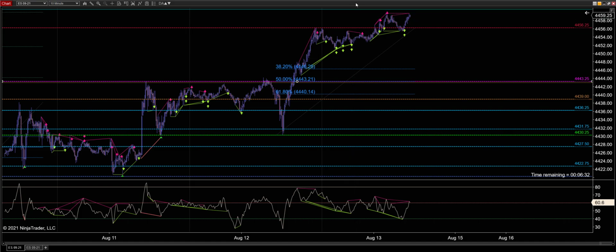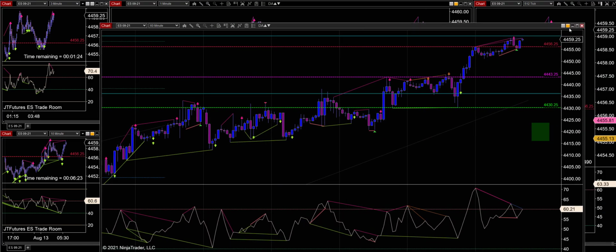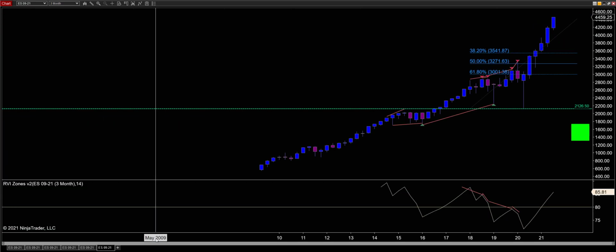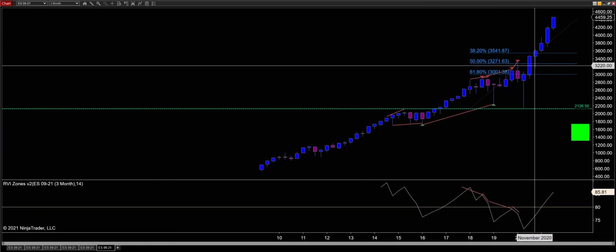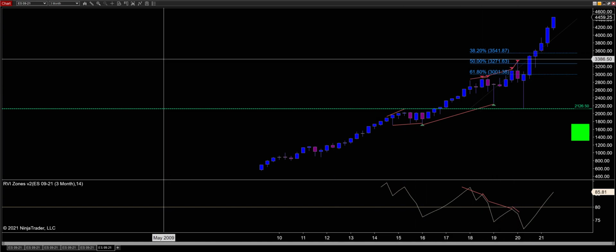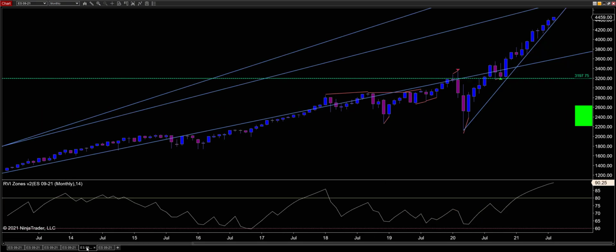So these are levels we're going to want to watch this morning, but let's go up to our ultra high time frames and start our analysis here. We'll go up to our quarterly, and same situation. Getting tired of saying it here. Looking very strong, no signs of exhaustion on our quarterly.